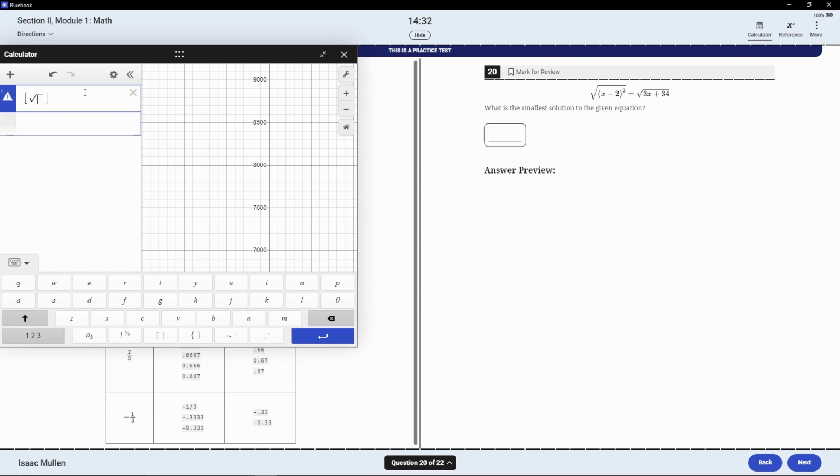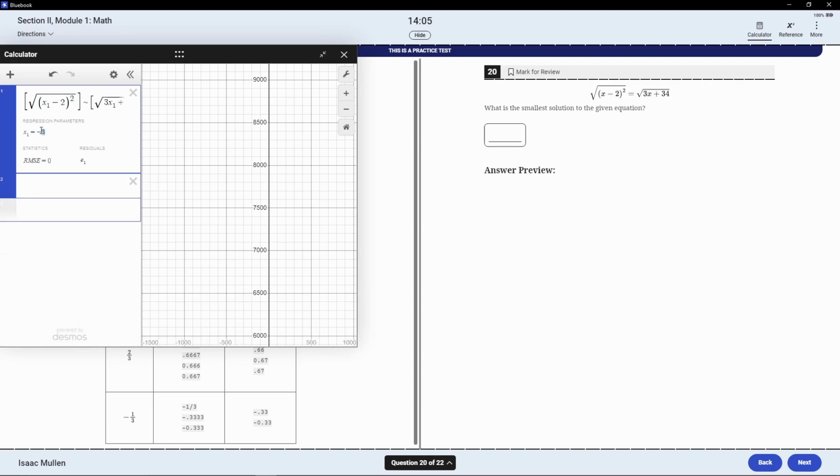Alright, so square root of x minus 2 to the second, regression, square root of 3x plus 34. Forgot to do this here, and boom. We should put a 1 right there. Well, x is going to be equal to -3. Assuming that the solutions to given equations always have a positive and a negative when dealing with square roots, positive is always going to be higher than the negative, so we're going to assume that -3 is the smallest.